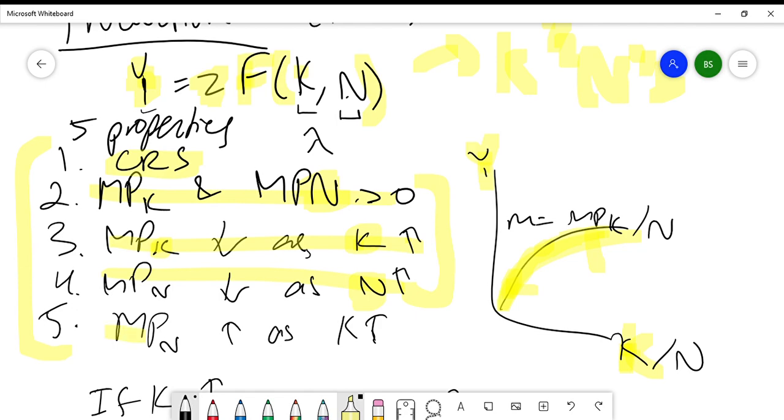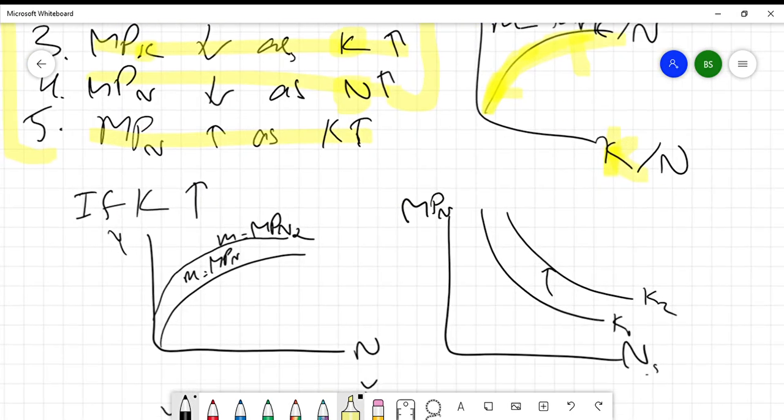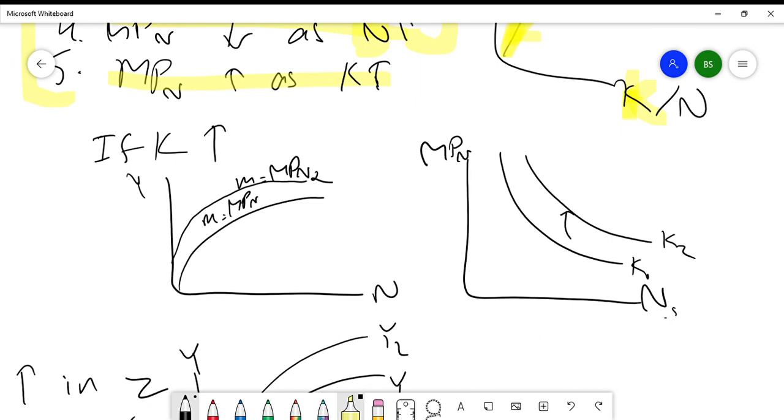Another thing, the final thing, is that the marginal product of labor increases as K increases, which basically means as I add more machines, the amount of stuff that my workers can produce is probably more because there are more machines they can work with. So a little graph for that: first we have labor and then we have output. First I have a normal MPN curve, where the slope is MPN, and if K increases, then my MPN as a whole just shifts up.